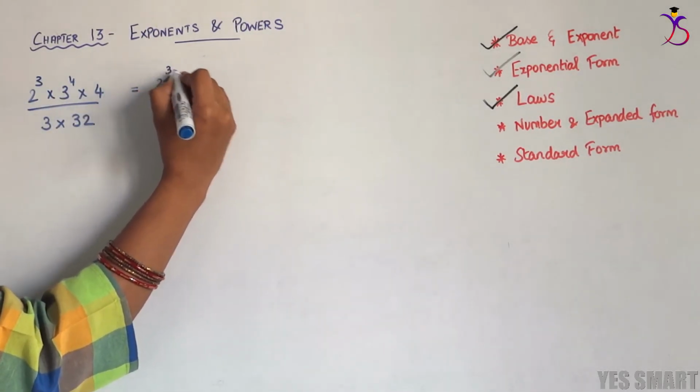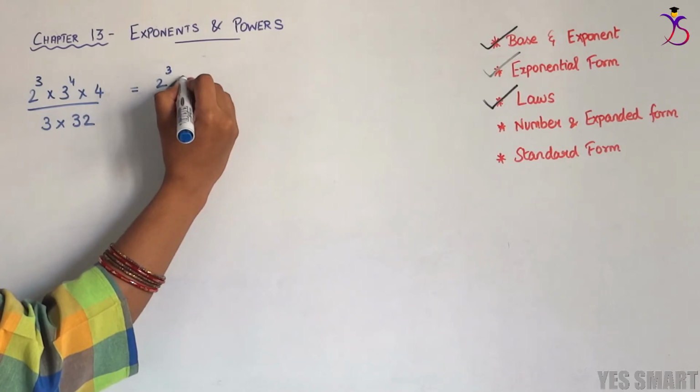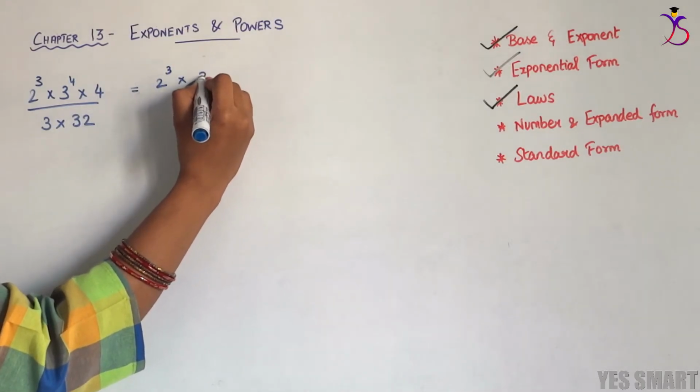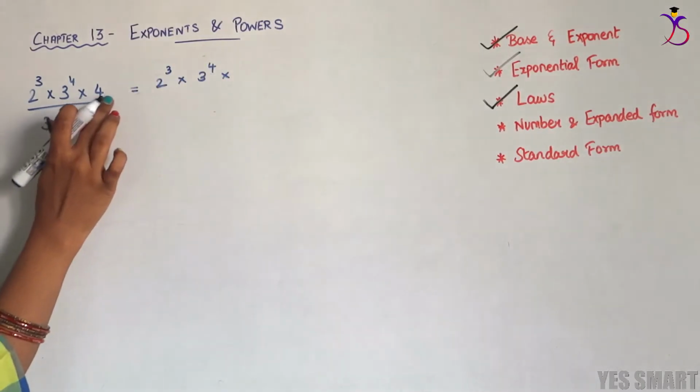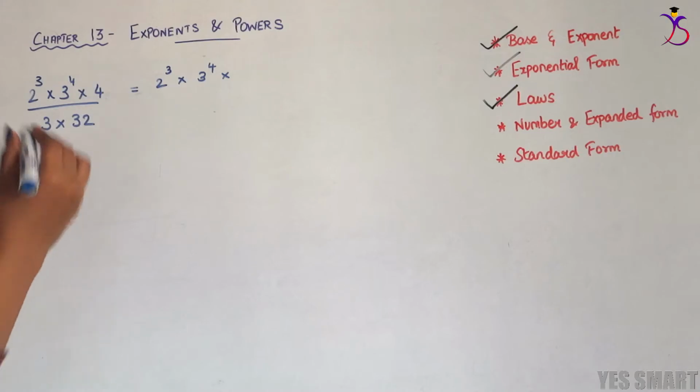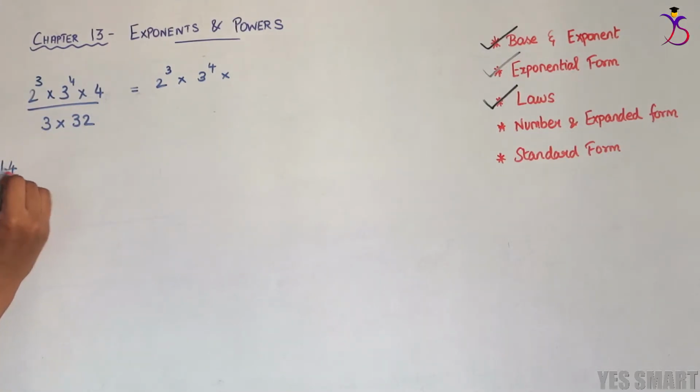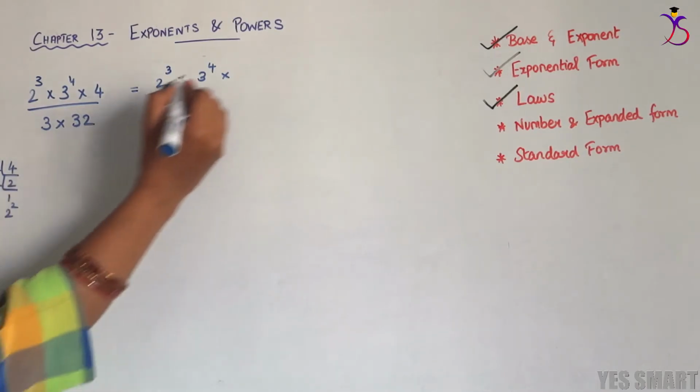2 to the power 3 we can keep it as it is because 2 is a prime number which is the base. Into 3 to the power 4 we can keep it as it is. Into 4 is not a prime number. So let's do prime factorization and substitute the relevant value. 4: 2 2s are 4, 2 1s are 2. There are 2 2s, so 2 square is 4.